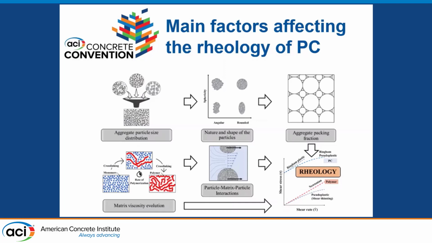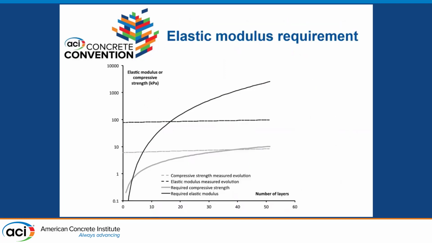And then you can see how your viscosity evolves over time. And then you can do a matrix of particle packing. And then what are your rheological properties? So I think that's a very important step as well. And then we also need to think that there's also this elastic modulus and the compressive strength evolution.